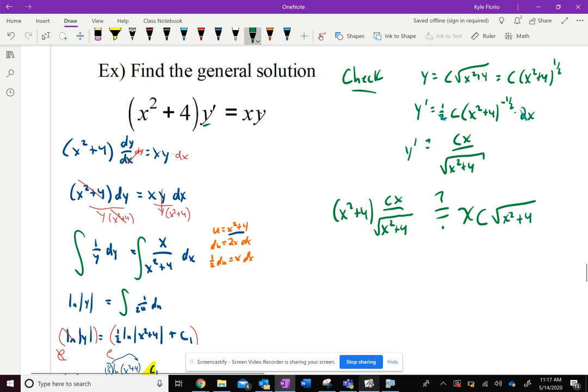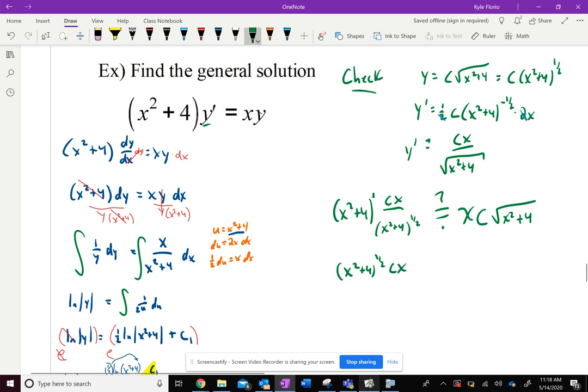Are these the same? Well, I can simplify this right here. Both of these are x squared plus 4, and x squared plus 4 over the square root of x squared plus 4, let me just rewrite that as x squared plus 4 to the 1/2. When I'm dividing two numbers with the same base, I can just subtract the exponents. So 1 minus 1/2 is 1/2.